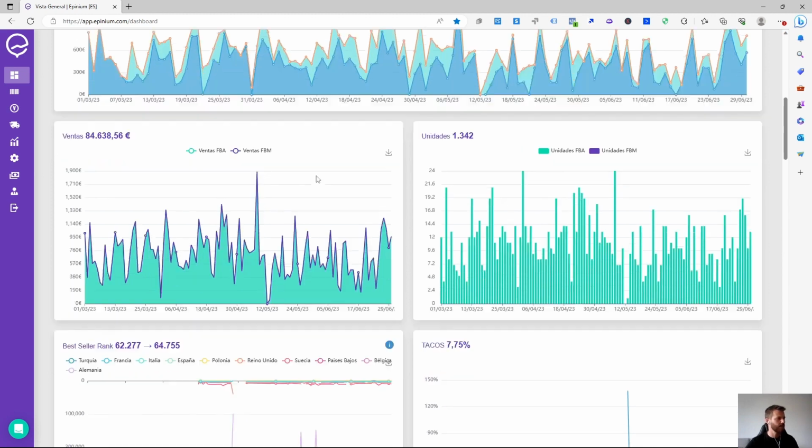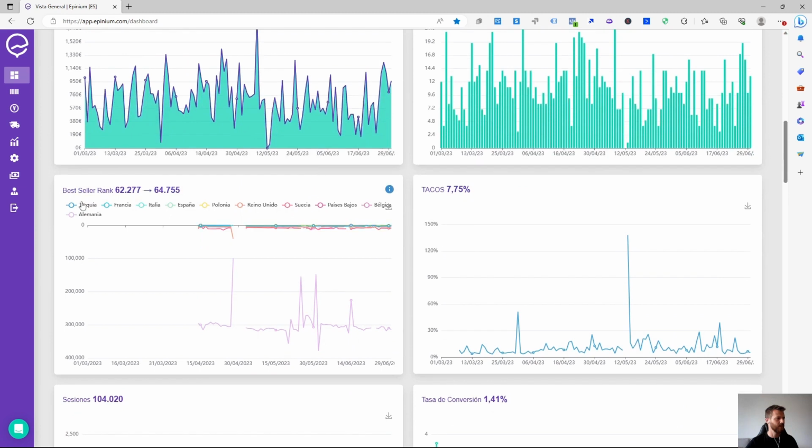Then later we have these two graphs here. First of all, the BSR rank. The BSR rank measures the position that we occupy in each of the markets at the ranking level. Let's make it much easier. Opinium gives a position to each of the references or ASINs of each market individually, and the position is basically the position it has at the catalog level.